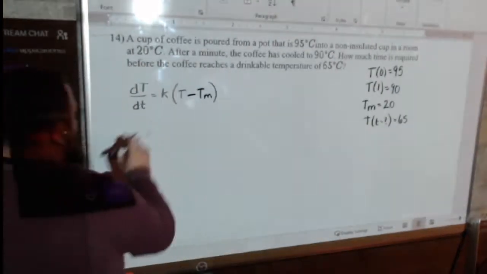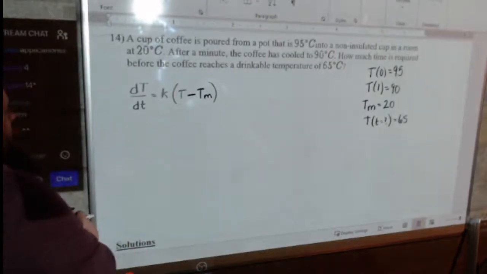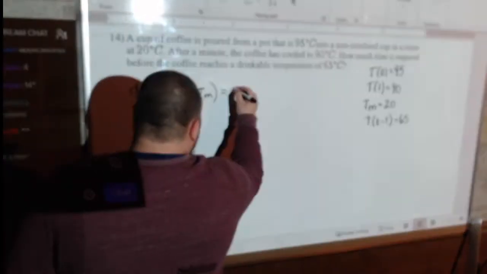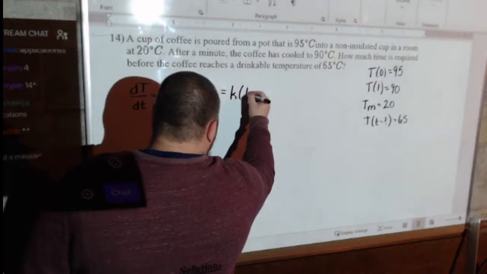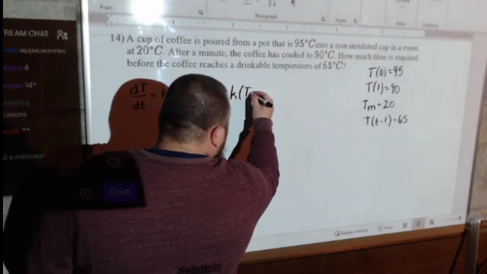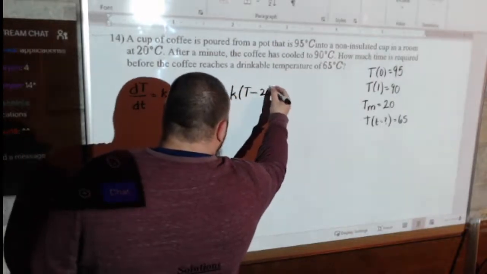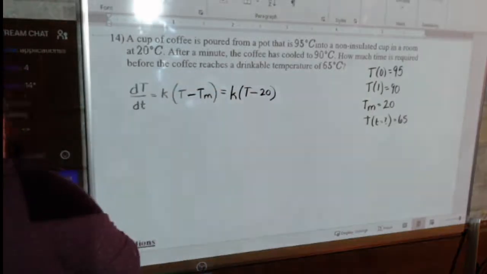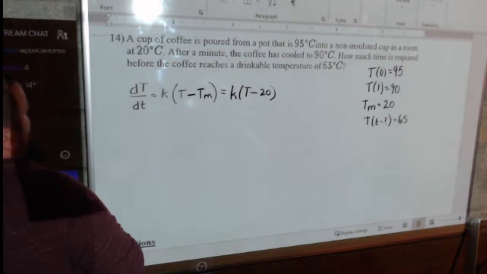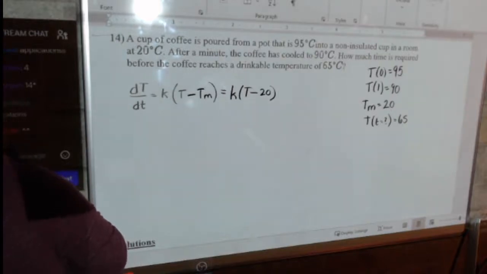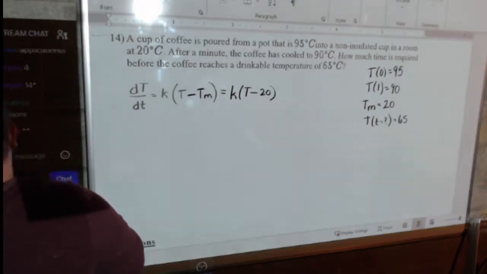You can solve this either way you like. You can also, right off the bat, plug in, for our case, that Tm is 20. I'm going to go ahead and do this, I think, with integrating factor, because I think that's the one you guys like the least.